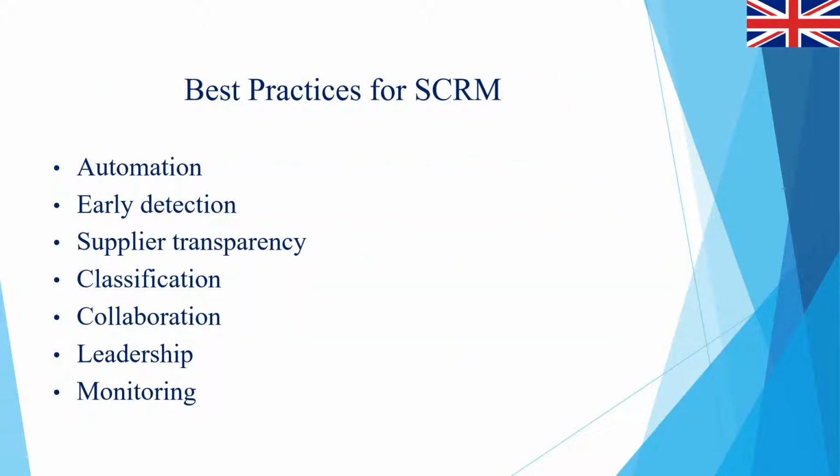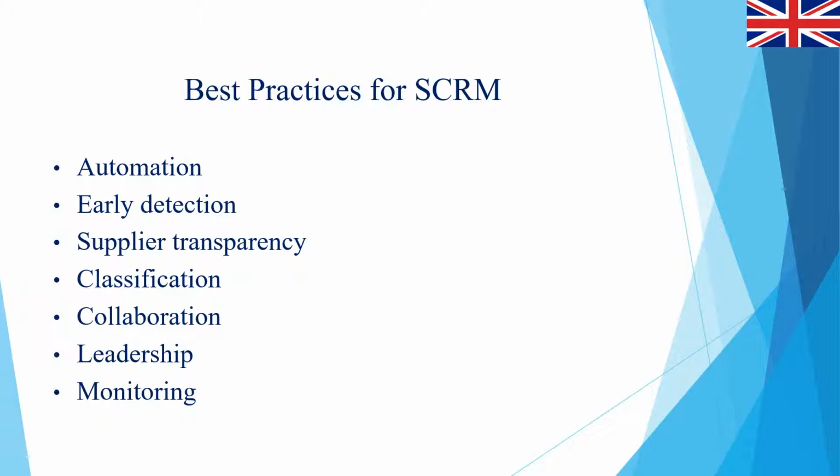Best practices for SCRM. Automation. In order to eliminate human error, data collection, management, and analysis should be automated. Early detection. Automation software must be able to detect errors long before they become a significant problem.